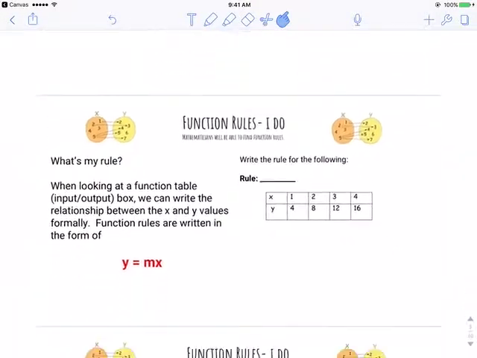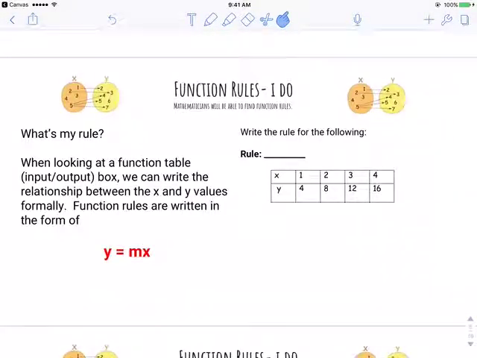Going on to today's work, we are going to be writing function rules from tables, and you want to notice that the table on the right is horizontal. That's okay. They can be written vertically as well. So what's my rule? When looking at a function table or an input and output box, as you might have referred to in 6th grade, we can write the relationship between x and y values formally. The function rules are written in the form y equals mx. So they have to be in this form when you write them in this rule box here.